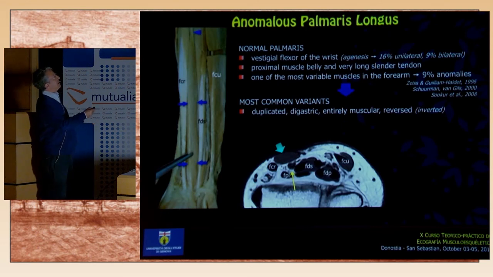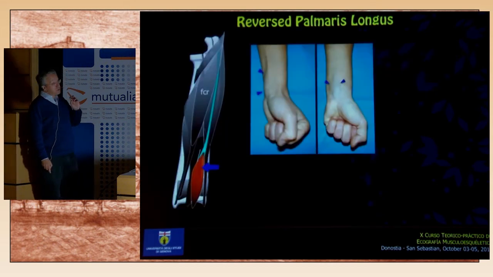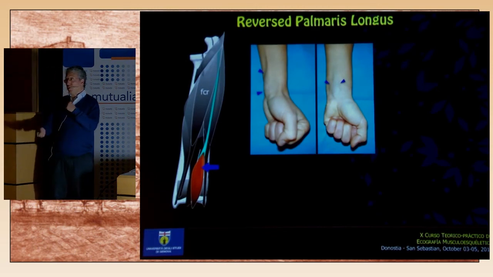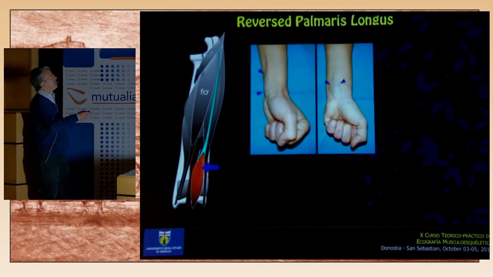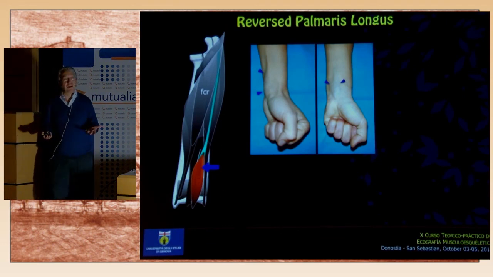Remember that the palmaris longus may be fleshy until the end, so it may occupy space until the end, so close to the carpal tunnel, and this may disturb the function of the median nerve. But the most interesting condition is when you have a reversed palmaris, so that the tendon is located proximally and the muscle is located distally. Don't ask me why. I don't know.